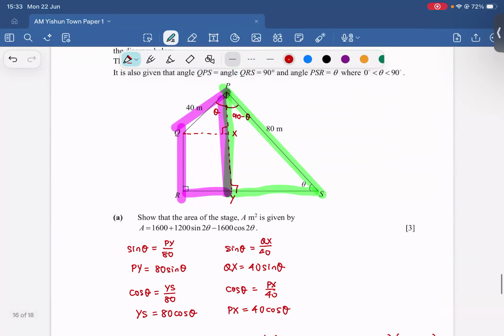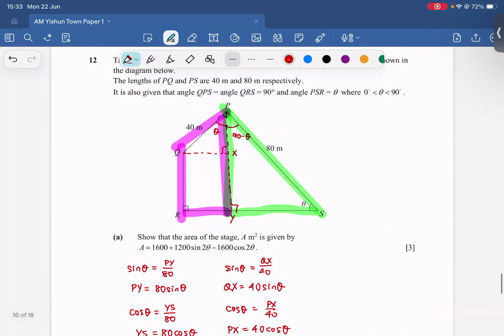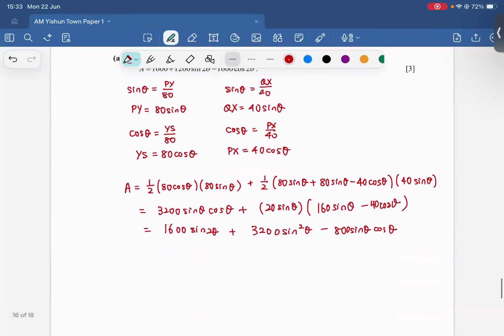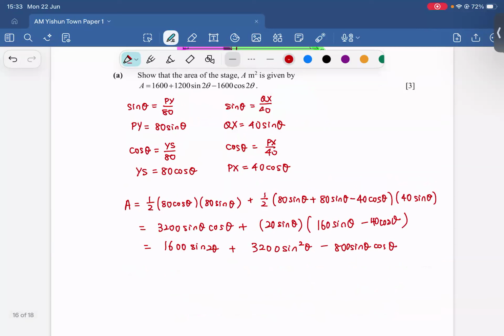Okay, never mind. Then this will give me 400 sine 2 theta.